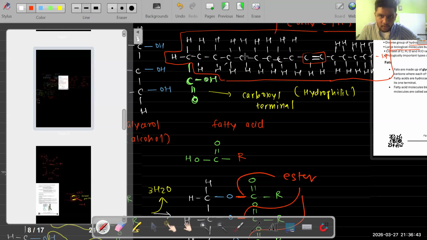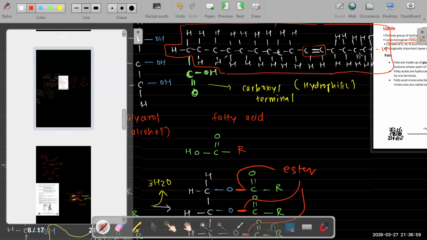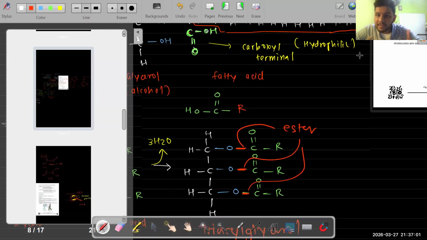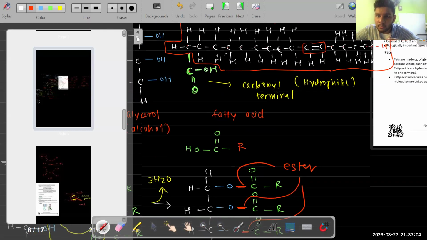1, 2, 3, 4, 5, 6, 7, 8, 9, and 10. 10 carbons. Here, 1, 2, 3, 4, 5. Here, 5. So, are they similar groups? Here 10 carbon, here 5 carbon. No. So we are not considering those because they're different. So we are considering only what type of group? Similar type of group.